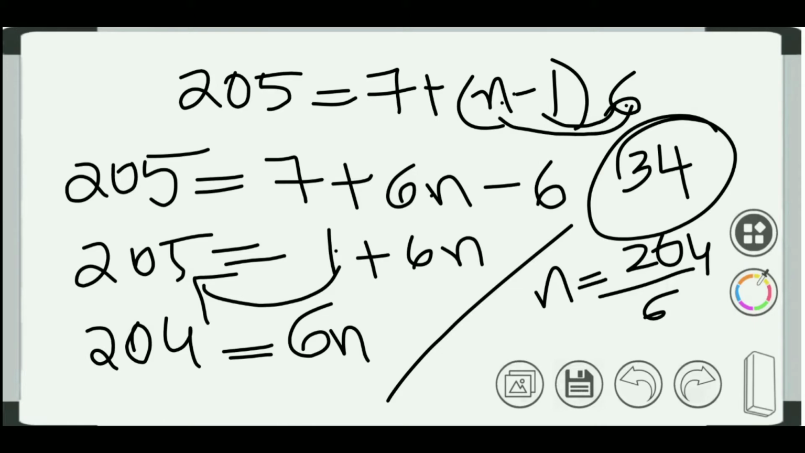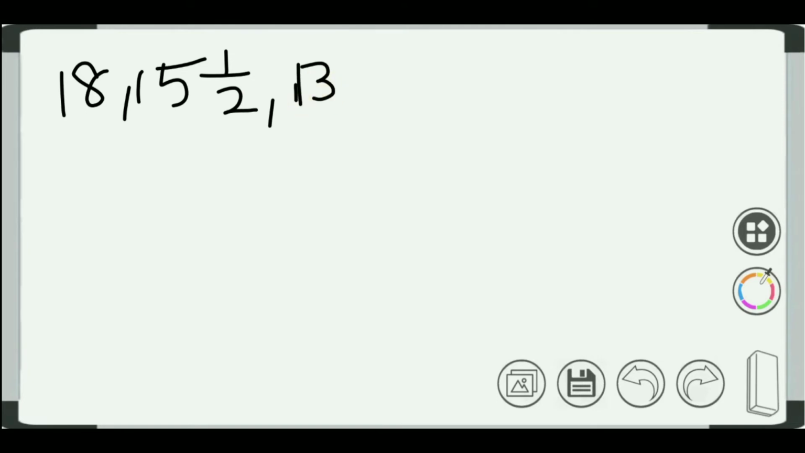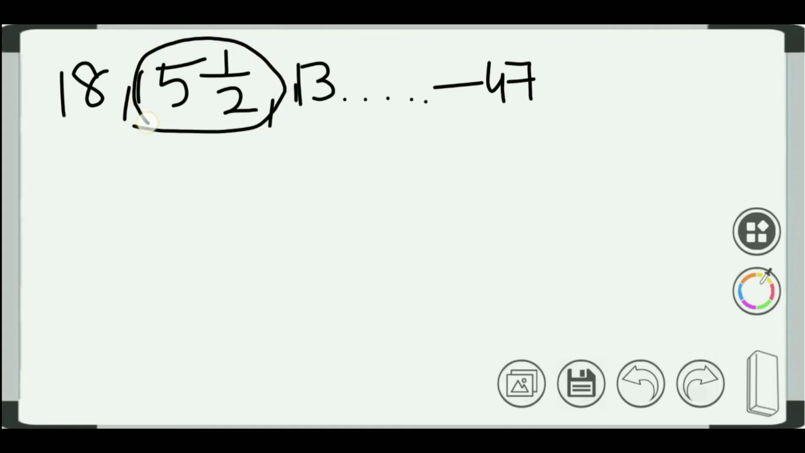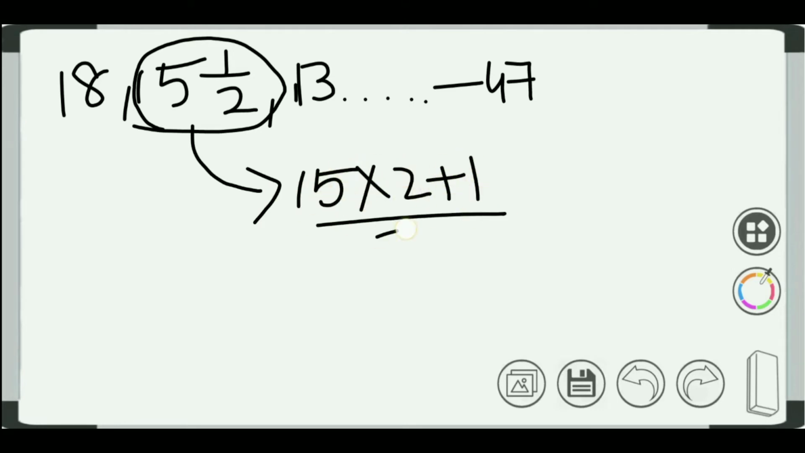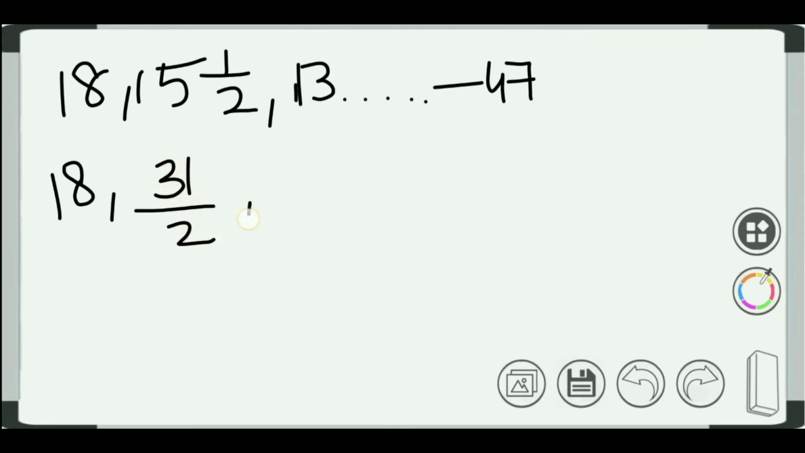Same way, you can do the second one: 18, 15 1 by 2, 13 till minus 47. You can change this 15 1 by 2, which is a mixed fraction, to an improper fraction: 15 into 2 plus 1 by 2 equals 31 by 2. So instead of 15 1 by 2, you can write 31 by 2. I am rewriting this as 18, 31 by 2, 13, etc. till minus 47.